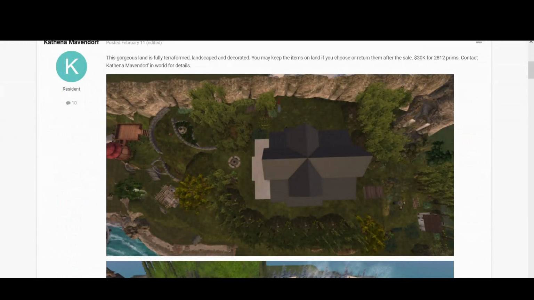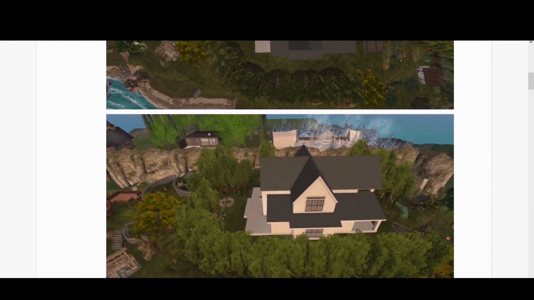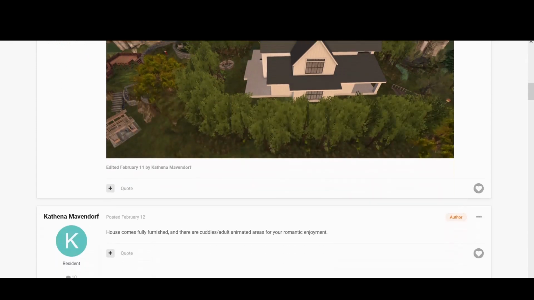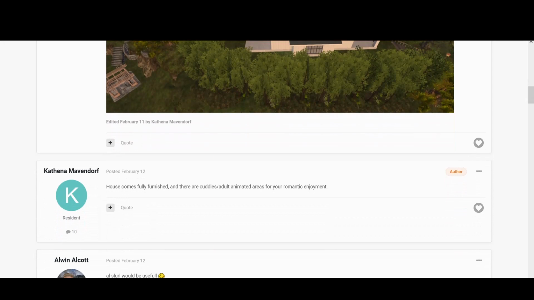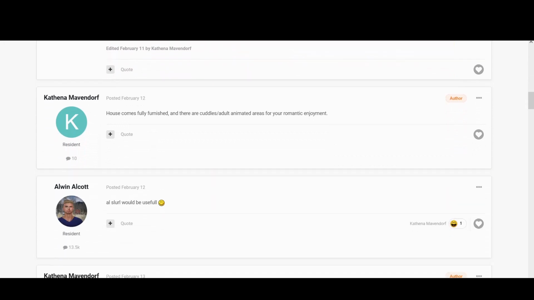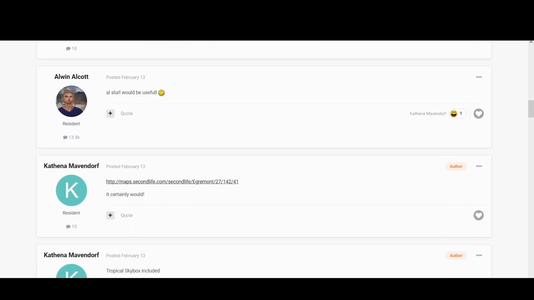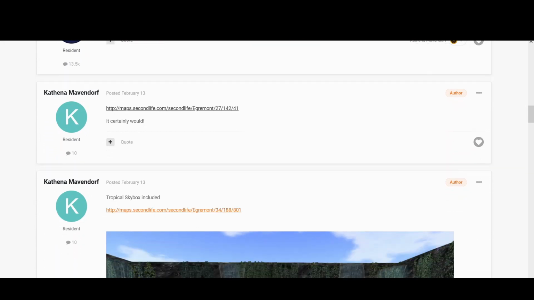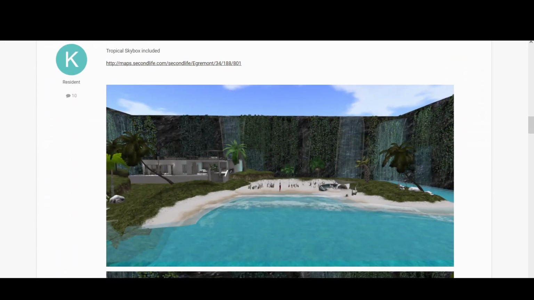Fully furnished. Oh, and there's a tropical skybox, so you can have the beach as well. Okay, because I was like, where are the rest of the prims? Facing the sunset. Okay. And the price has been reduced on this one.